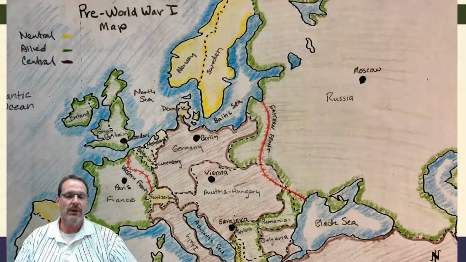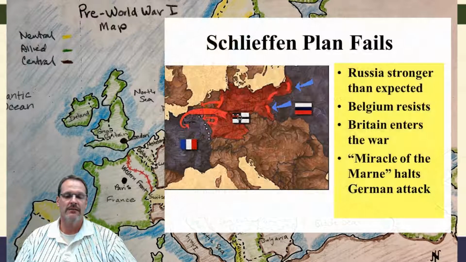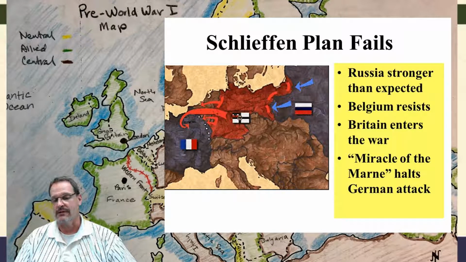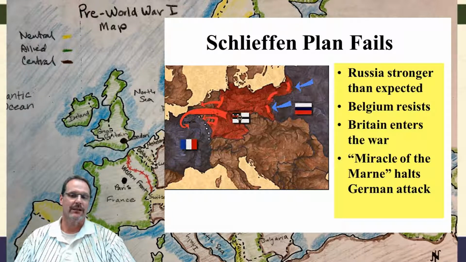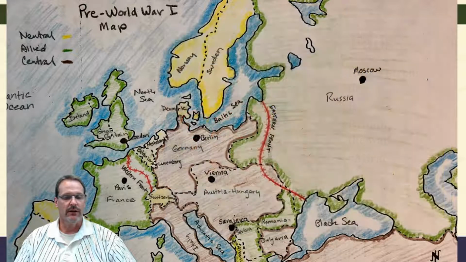The miracle at the Marne occurs. It's about 40 miles from Paris. This line's not perfect, and it should be a little closer there. But the Battle of the Marne happens. The Germans are stopped. They call it the miracle at the Marne. And the war goes into a stalemate, and it turns into trench warfare. So let's go ahead and look at that really quick. I'm going to shut that graphic down right here.